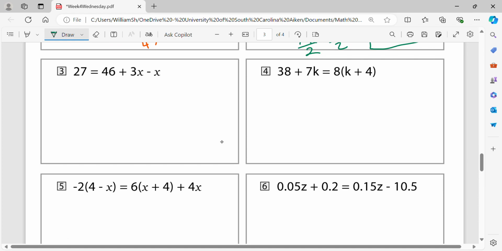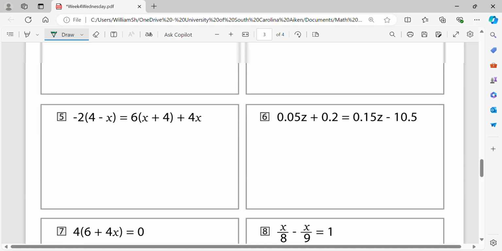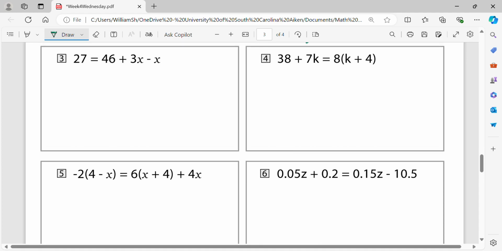All right, let's try number 3. Number 3. I think there's 8 questions total on this one. So the first 4, I'm going to go step by step, real simple, quick, and easy. And then I'm going to speed up a little bit and see if we can hang on. Number 3 says 27 equals 46 plus 3x minus x.